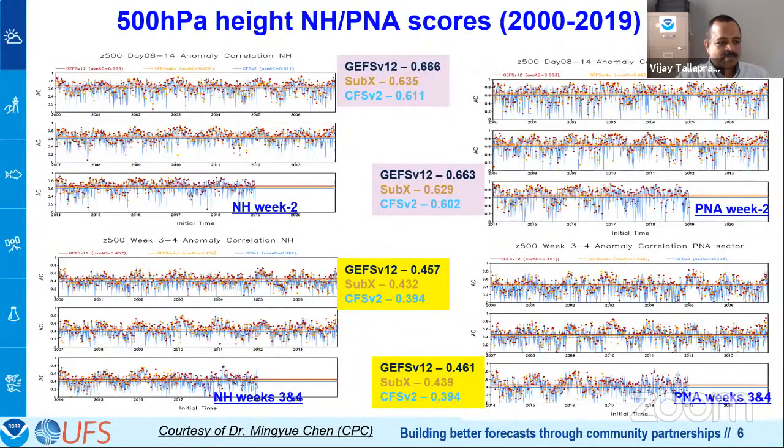Some outcomes from the evaluation of this long-term data. This is an evaluation that was done by CPC comparing the GEFS-v12 subseasonal experiment, that is SubX, and the CFS. The plots that we are showing here are the anomaly correlations for week 2 in the top panels, and weeks 3 and 4 in the bottom 2 panels. You can see easily that GEFS-v12 has much superior skill in both of these time horizons in the Northern Hemisphere as well as the Pacific North American region. Especially in the PNA region, the improvements are rather more impressive than in the Northern Hemisphere.